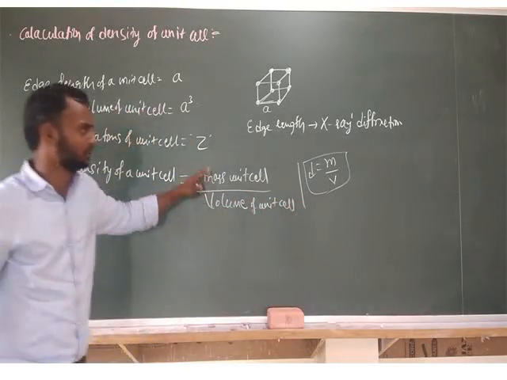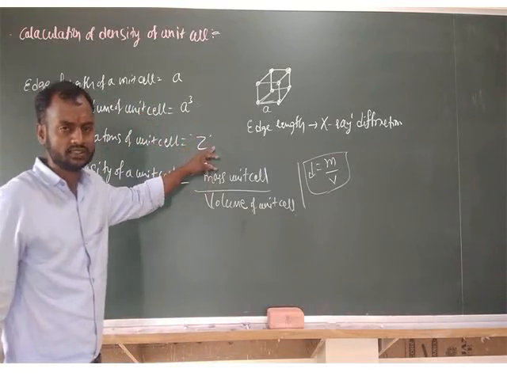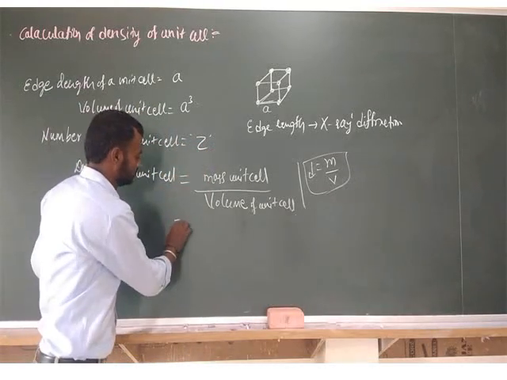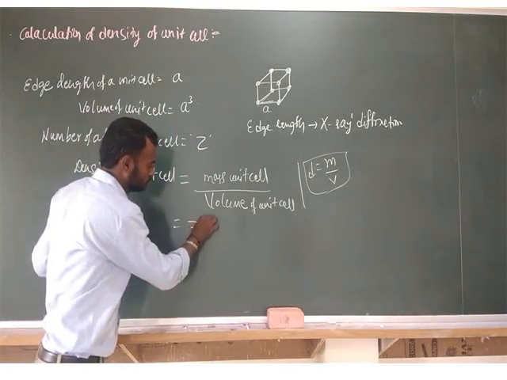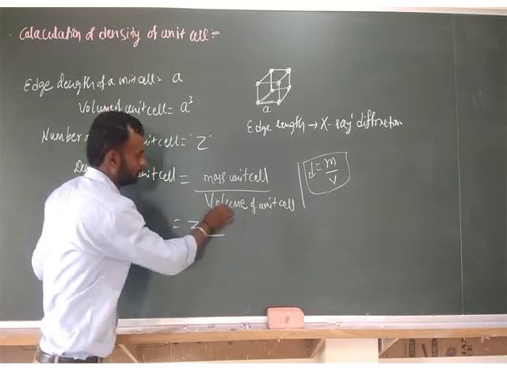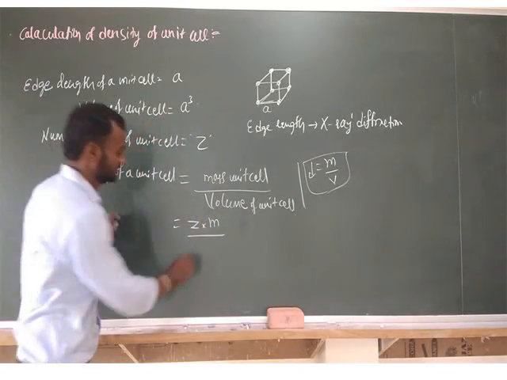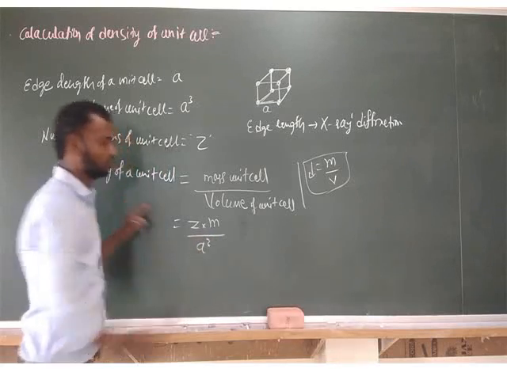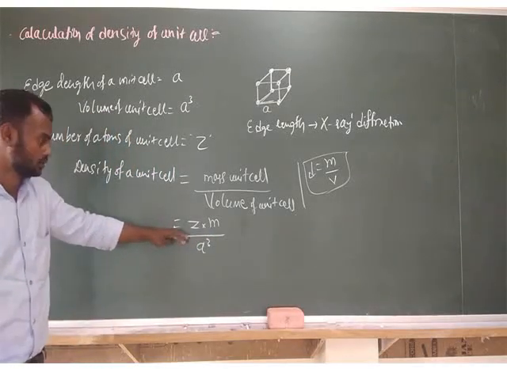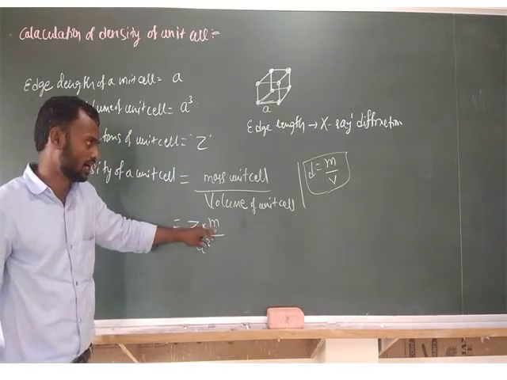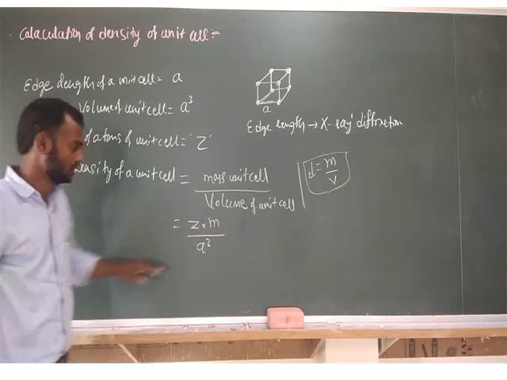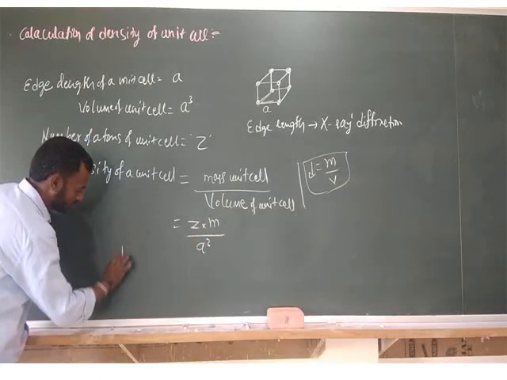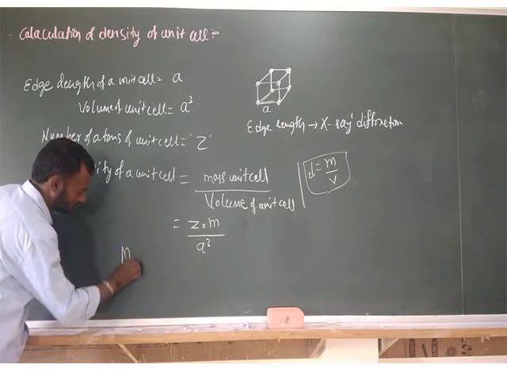So the mass of the unit cell is the number of atoms Z into the mass of each atom, small m. Density is this Z into m whole divided by the volume of the unit cell, taken as a cube, a cube. So number of atoms into the mass of a unit cell divided by the volume.